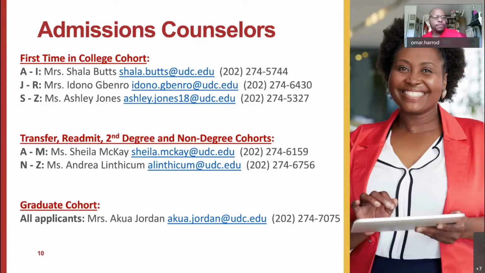We call it first time in college cohort. Those are individuals coming directly out of high school, or who have graduated from high school or received a GED but have not started school. Again, I'll repeat that: if you have graduated from high school or received a GED and have not started school anywhere else, you will be considered a first time in college student or applicant. Those ladies listed there are broken down by the first letter of your last name. A through I, Mrs. Shayla Butts, and that's her information there. J through R, Mrs. Idono Benroe, and then S through Z, Miss Ashley Jones.